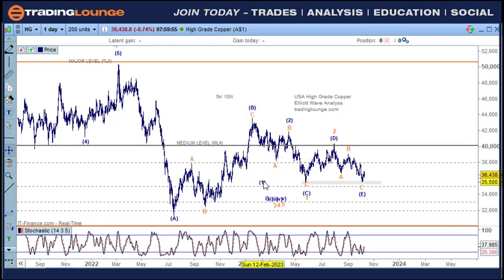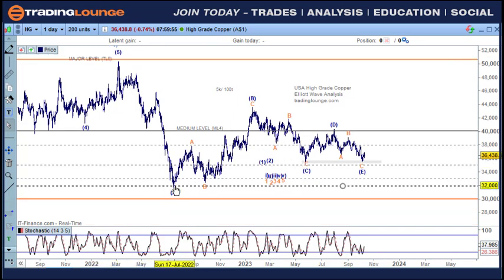I'm just going to move these out of the way for the moment, and we can look at that as 1 and 2 as well. But we've also been looking at it as a triangle pattern, with an A, B, C, D and E here, and having a low in place here. So we'll just see, because this is also a bit of a reflection of what's happening in the XME as well.